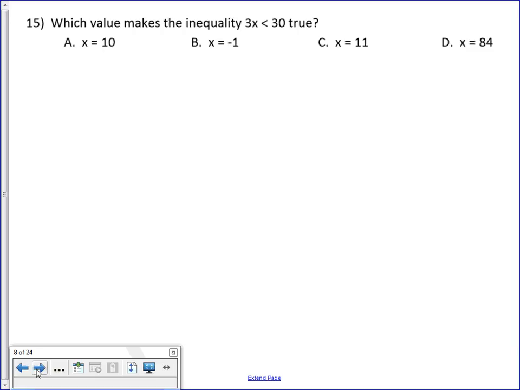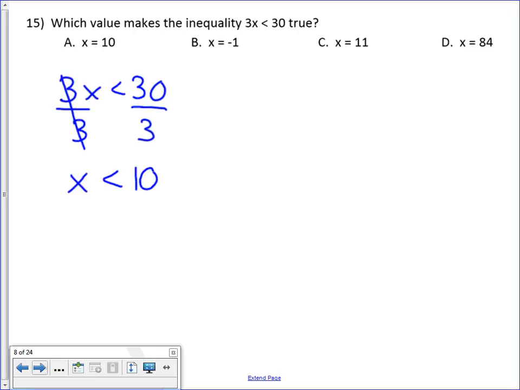Okay, the first way we can do is literally to solve 3x is less than 30. That means I'm going to divide both sides by 3, because I'm going to treat this the same way I would an equation, doing the exact same thing. And so now x is less than 10.